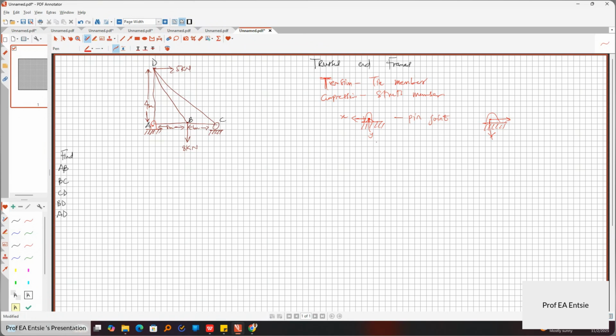Then we have what we call the roller. The roller has only one reaction force, which is the y component. It has only a y component reaction force. It doesn't have an x component reaction force. All right, so now let me just share my screen.